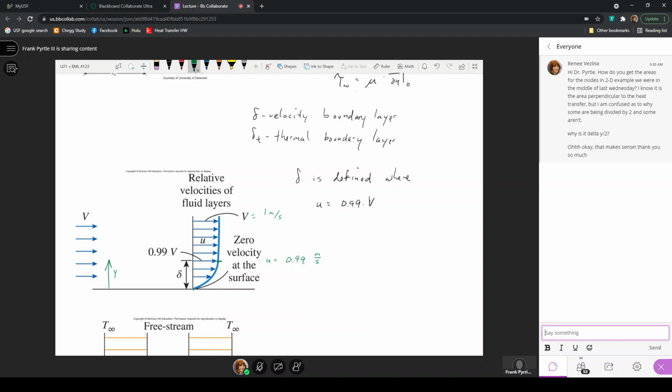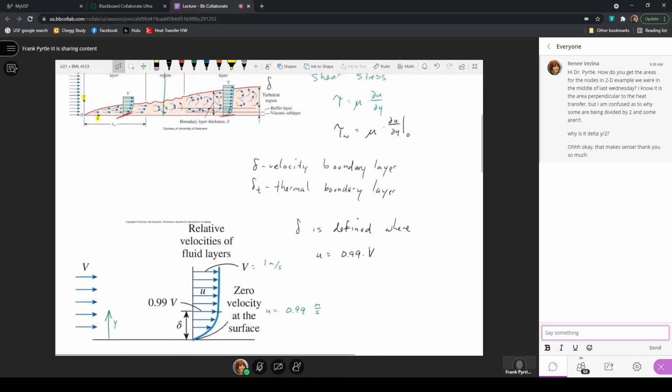So the line drawn to represent the velocity boundary layer is just an expression of the place where the velocity inside the boundary layer becomes 99% of the free stream velocity. Everywhere below that line, the velocity is less than the free stream velocity, and its lowest value is 0 due to the no-slip condition at y equals 0.